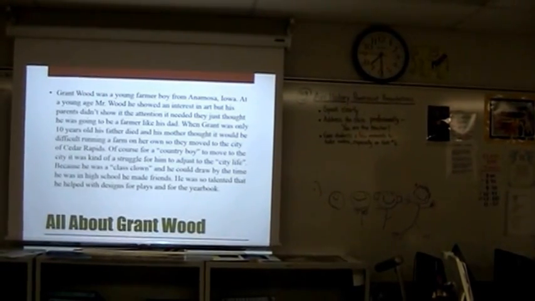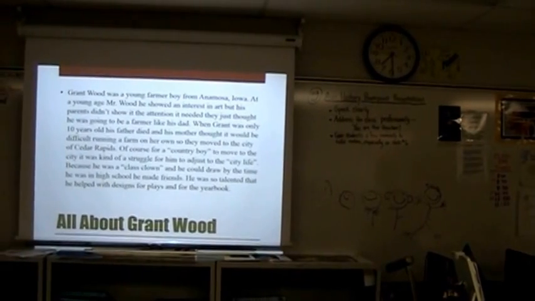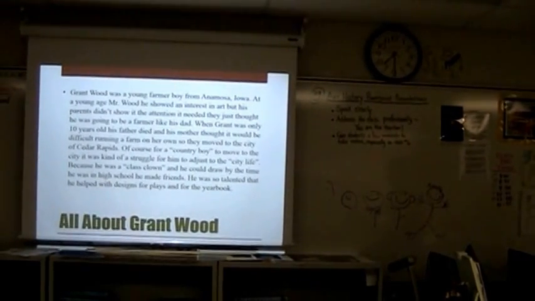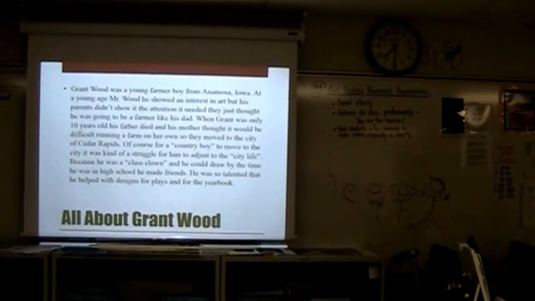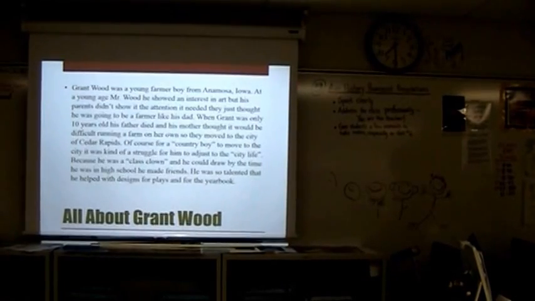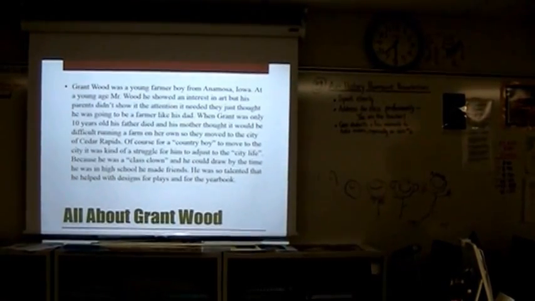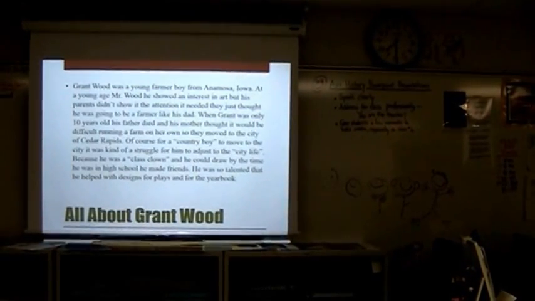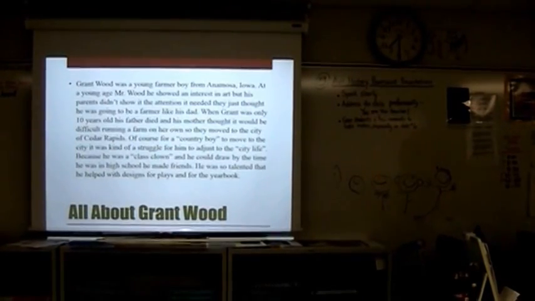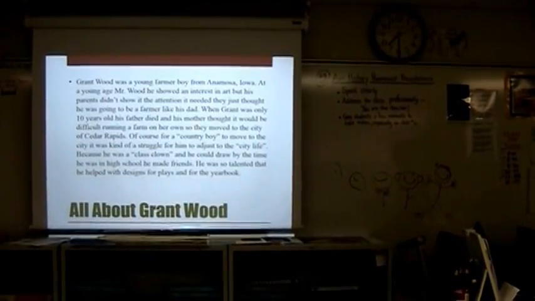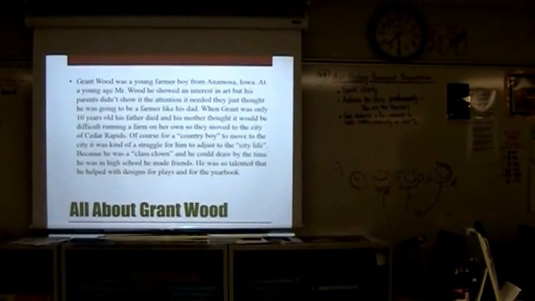About Grant Wood. This is a lot. Grant Wood was a young farm boy from Anamosa, Iowa. At a young age, Mr. Wood showed an interest in art, but his parents didn't pay attention. They just thought he was going to be a farmer like his dad. When Grant was only 10 years old, his father died, and his mother thought it would be difficult running a farm of her own. So they moved to the city of Cedar Rapids. Of course, for a country boy to move to the city, it was kind of a struggle for him to adjust to city life.